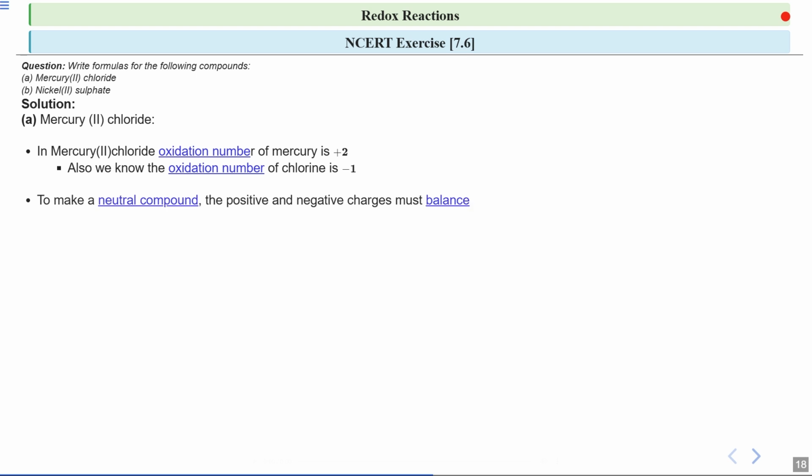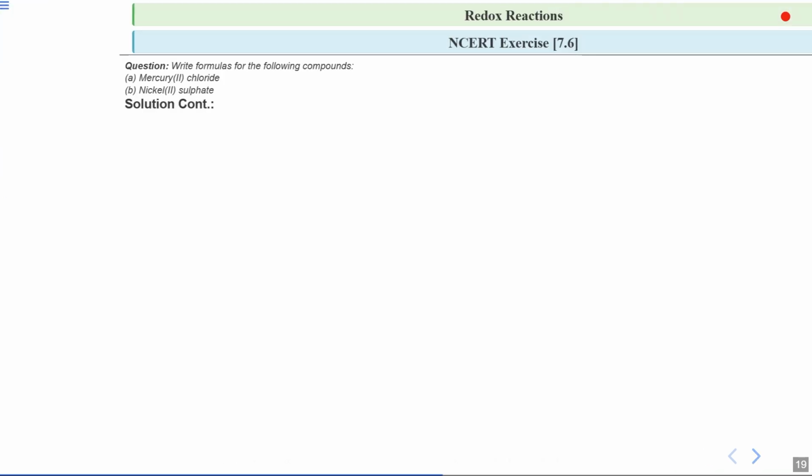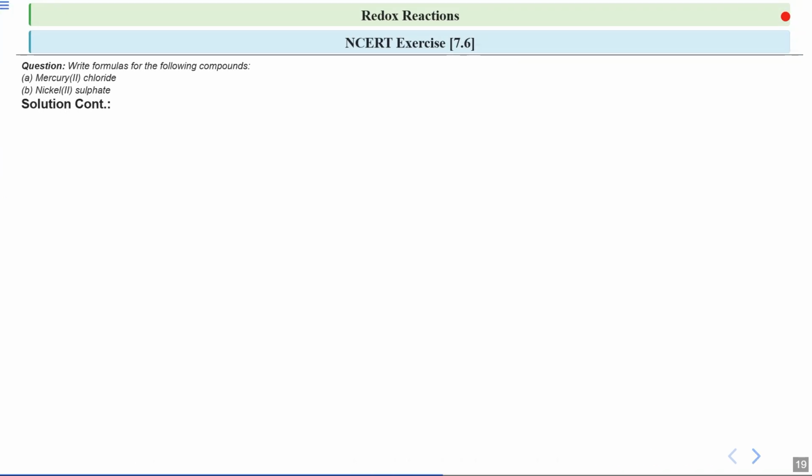The next step is to use the information of neutrality. To make the compound neutral, you have to balance the positive and negative charge or oxidation state. If you do that, what will happen? We have to form an equation.